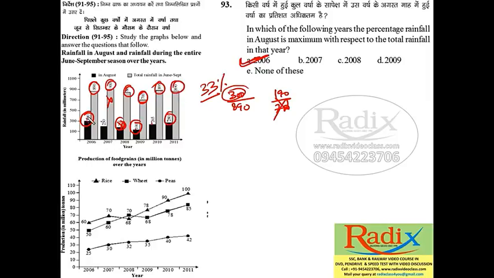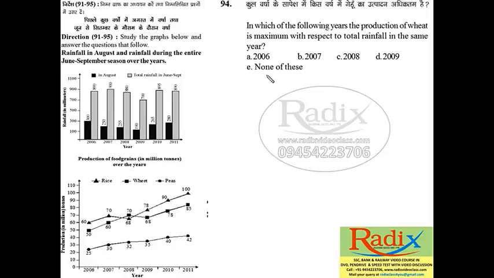A ऑप्शन. ओके नेक्स्ट क्वेश्चन. इन विच ऑफ द फॉलोइंग ईयर द प्रोडक्शन ऑफ व्हीट इज मैक्सिमम विद रिस्पेक्ट टू टोटल रेनफॉल इन द सेम ईयर. देखो व्हीट है इस रेक्टेंगल से 50, 60, 70, 68, 78 एंड 85. मीन्स वी हैव टू compare this 50 with 890, this 60 with 900, this. अच्छा देखो यहां पर 50 कंपेयर हो रहा है.